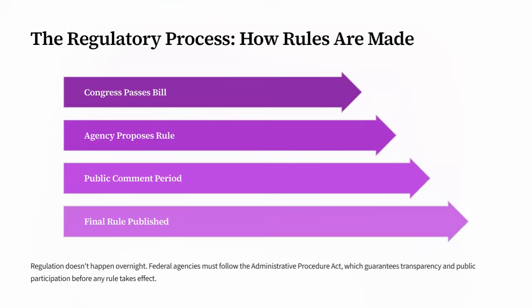The regulatory process follows a defined sequence rather than happening overnight. First, Congress passes a bill that provides the underlying authority. Then, the responsible agency proposes a rule and opens a public comment period, giving people and organizations an opportunity to respond. After reviewing that input, the agency publishes the final rule. The Administrative Procedure Act is central to this process because it requires transparency and public participation before the rule takes effect. In other words, regulation develops through a structured process, not a single decision.